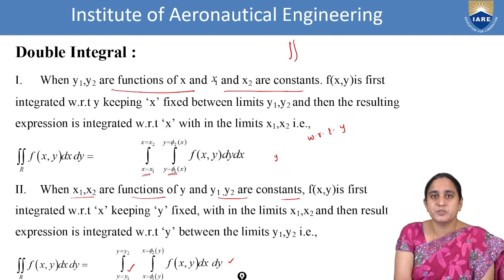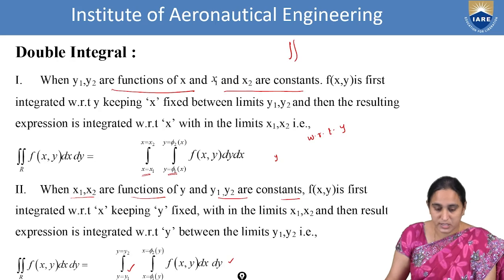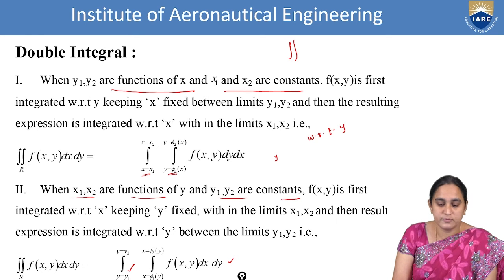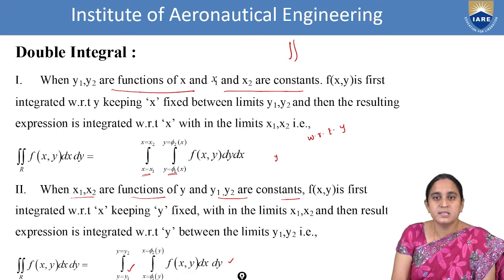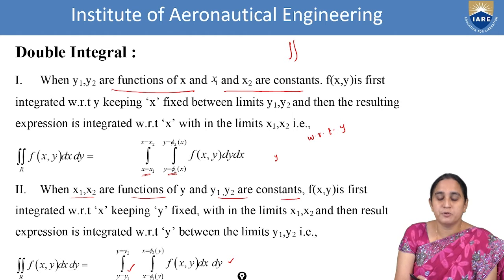This is the procedure for the first one and the second one. There is no third one, only two. The first one has y1, y2 in terms of x and x as constants, and the second one has x in terms of y and y limits as constants. Now I'll go through the problems using these definitions.